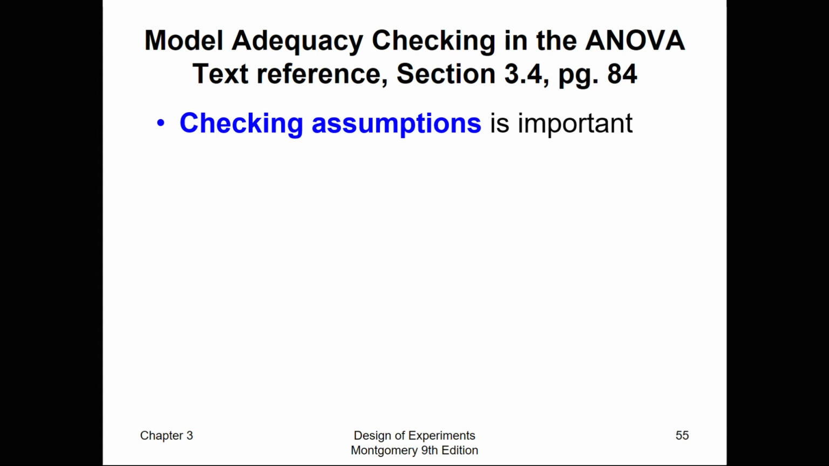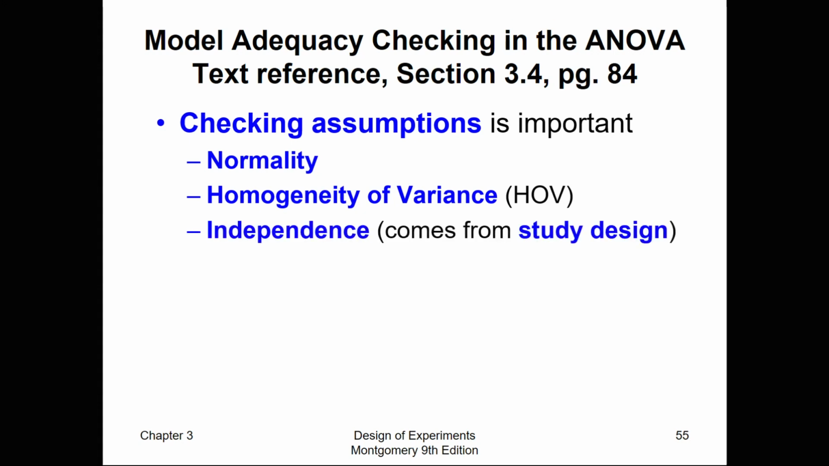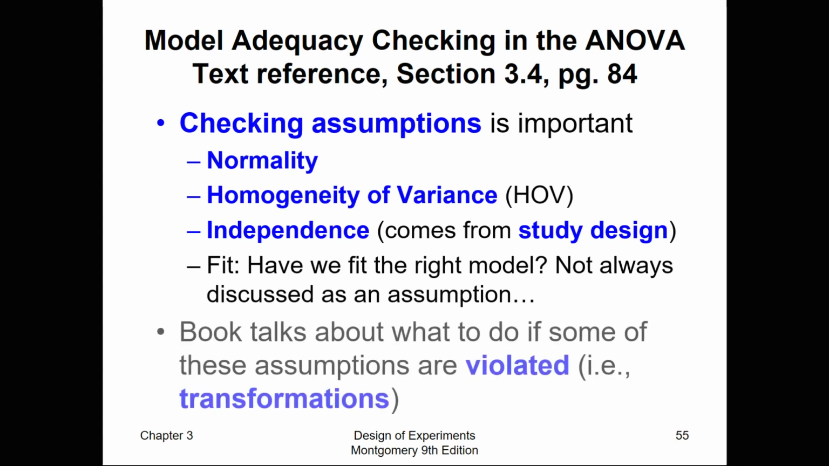Now, what are some of the assumptions that we make when implementing ANOVA? Well, there's a variety of them. The first is normality. The second is homogeneity of variance. Third is independence. And then we also have this kind of assumption of good model fit. And the book actually talks about what to do if some of these different assumptions are violated. For example, transformations is an option that the textbook talks about.